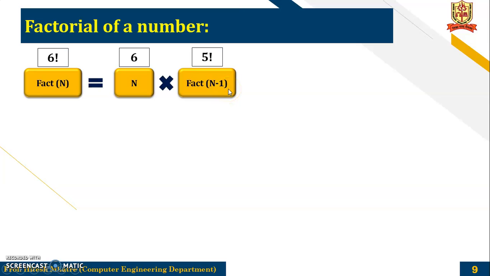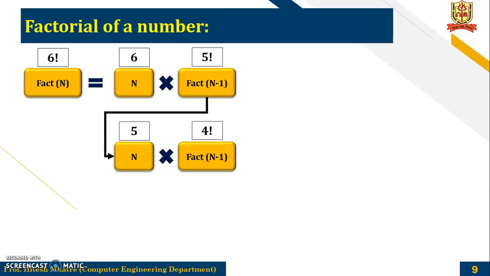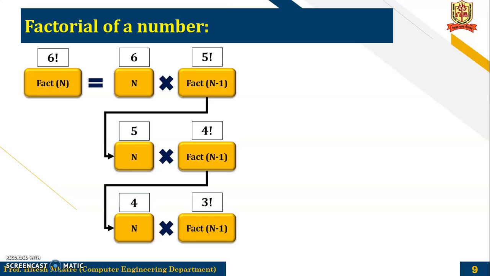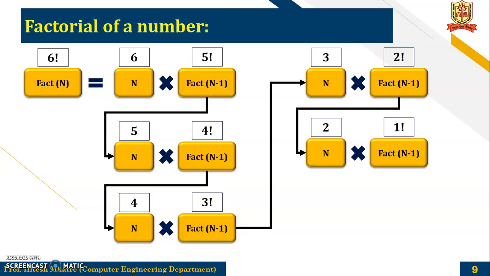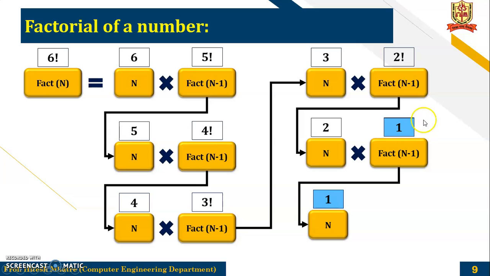Now to calculate factorial of 5, you will say 5 into 4 factorial. So again n into factorial of n minus 1. Again for 4, it is 4 into 3 factorial. For 3, it is 3 into 2 factorial. For 2, it is 2 into 1 factorial. And for 1, it will be 1 into factorial of 0. For 0 also it is 1. So finally we have 1. So 1 factorial is 1. This value will be considered. When 1 is returned to this particular function, you will get the value of 1.